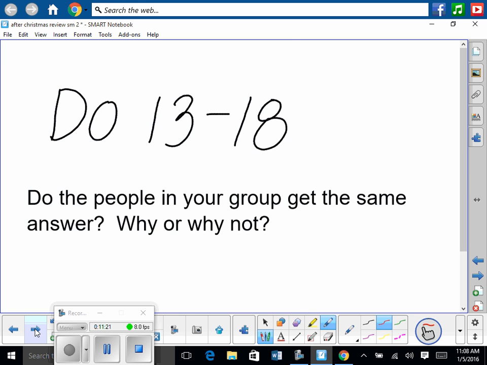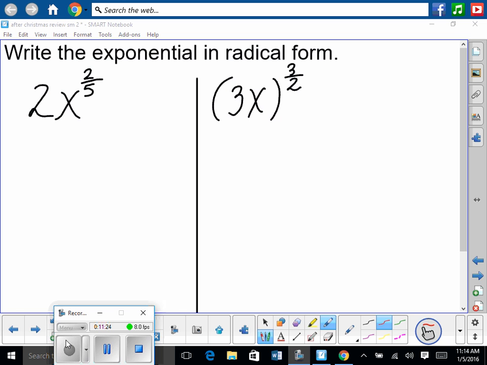Do 13 through 18. Okay, so write each exponential in radical form. So I'm going to ask you a couple of questions. Think very carefully before you answer. 2x to the 2/5 power. Is there any reason for me to believe 2 is raised to the 2/5 power? No, in fact, it's absolutely not raised to the 2/5 power. Only x is raised to the 2/5 power. Isn't this technically 2 times x to the 2/5 power? Yep. Okay, awesome. So now we can rewrite it in radical form.